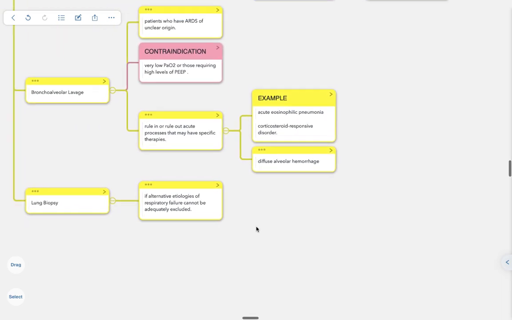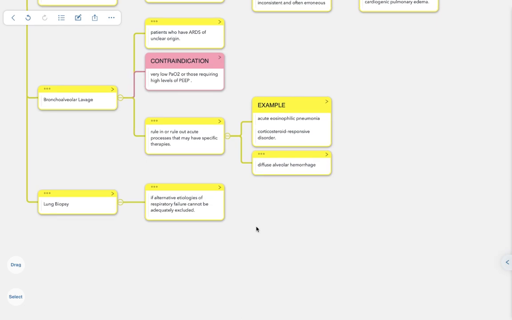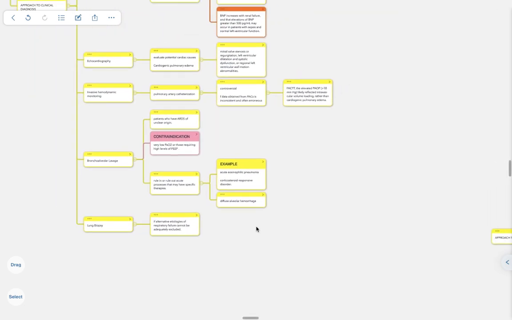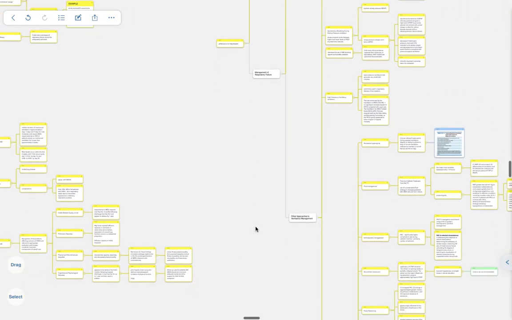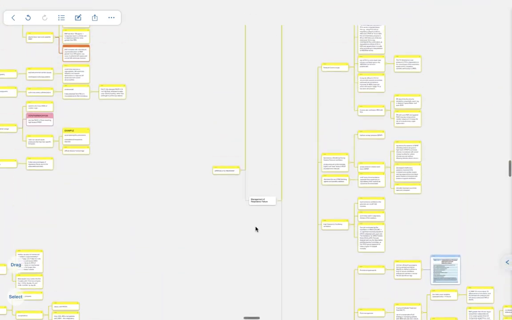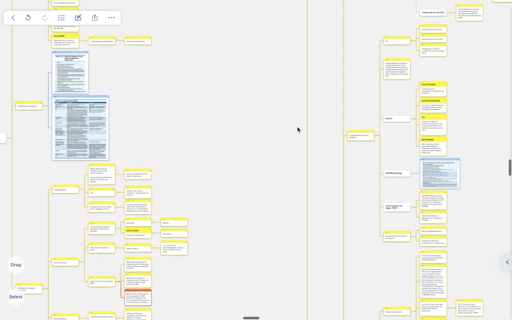Then apart from that, we also have lung biopsy. Now, lung biopsy is done if all the alternative etiologies of respiratory failure have been safely ruled out. So in these conditions, we would go for a lung biopsy. So with this, we end the discussion on the laboratory investigations, clinical presentation, and certain other aspects.